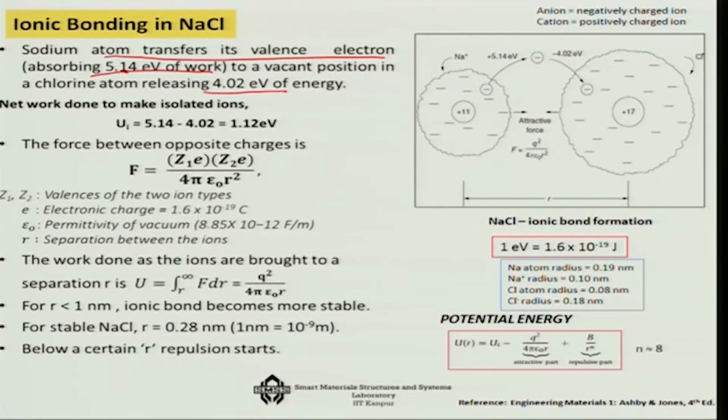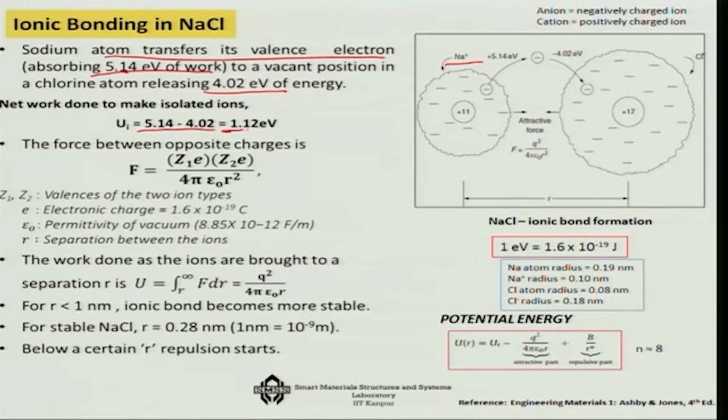So, the net work that will be done, if you want to take one electron from sodium, making it sodium positive, and put one in one of the vacancies in chlorine, is the difference between these two: 5.14 electron volt you are absorbing and 4.02 electron volt you are releasing.